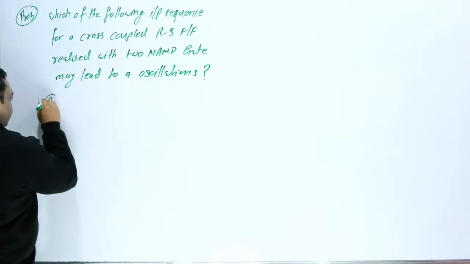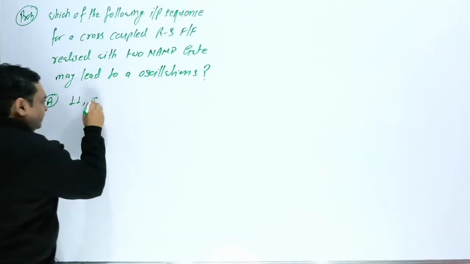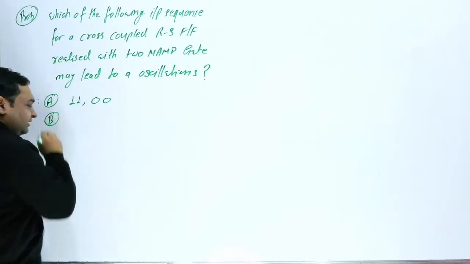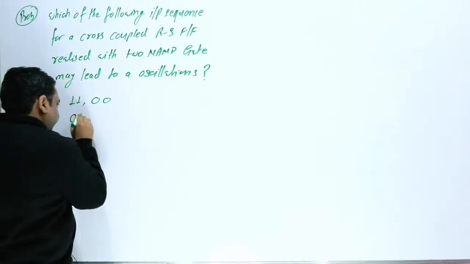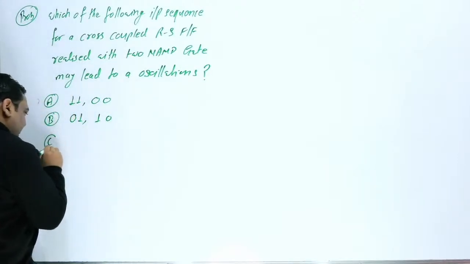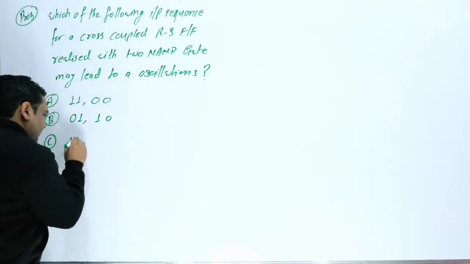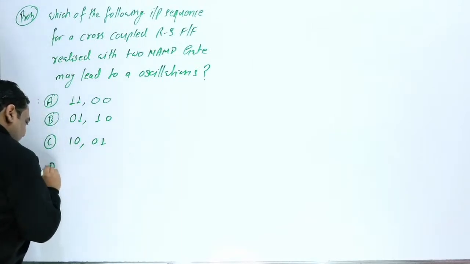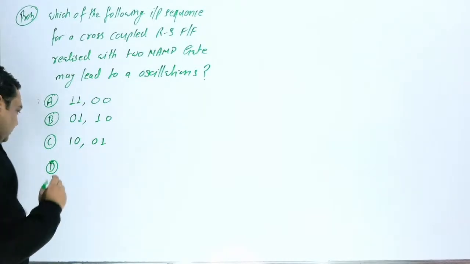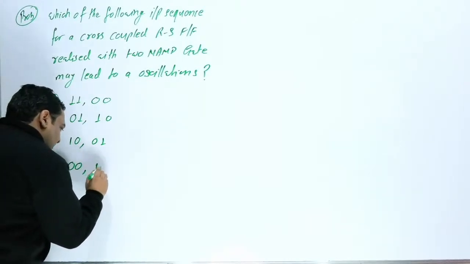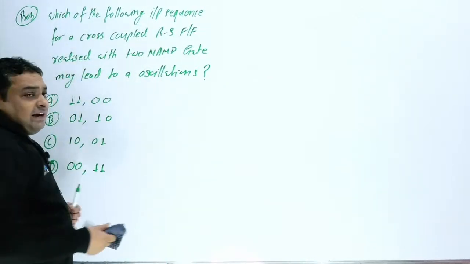Option A: first you provide 1 1, then 0 0. Option B: first 0 1, then 1 0. Option C: first 1 0, then 0 1. Option D: first input is 0 0, then 1 1. Now exactly what the examiner is asking is which of these will give you oscillations.